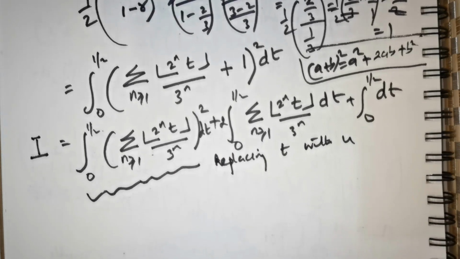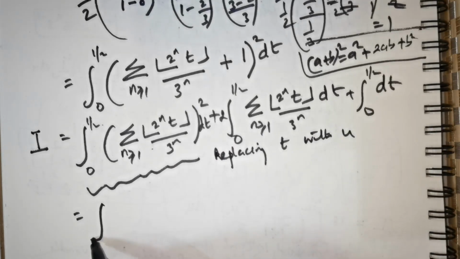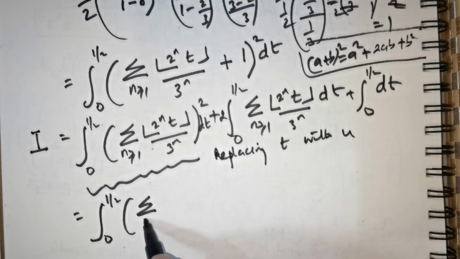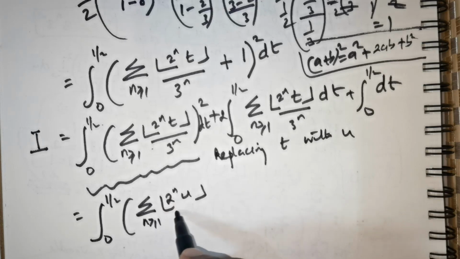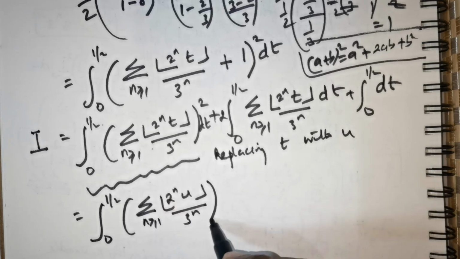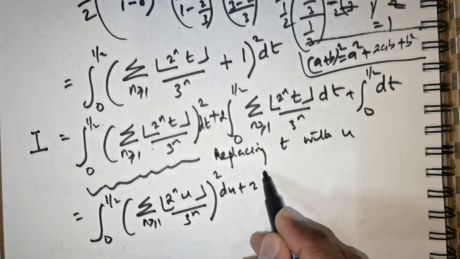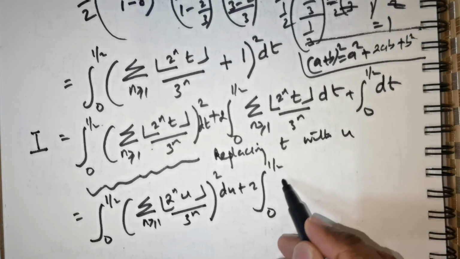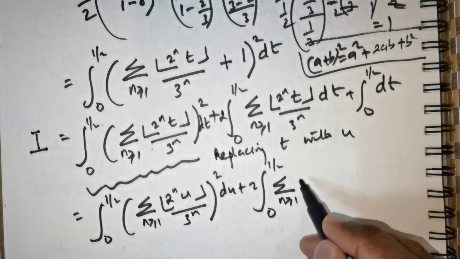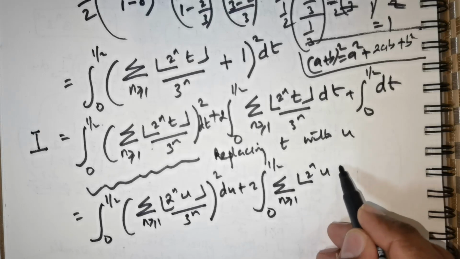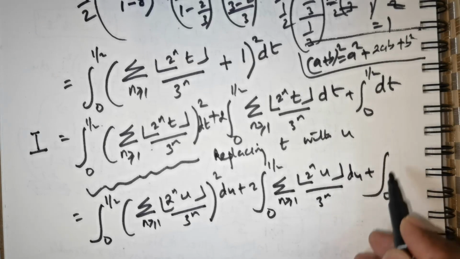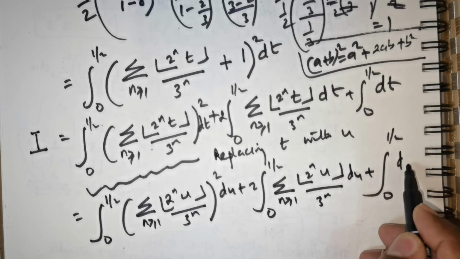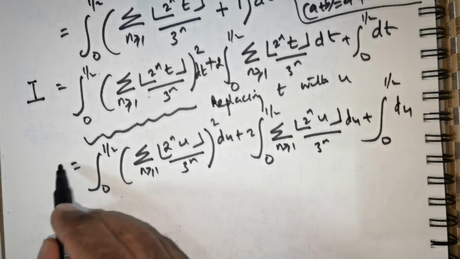So if you were to replace this, you would be getting integral 0 to 1 over 2 of sigma n greater than or equal to 1, 2 raised to the power of n, the floor is there, u divided by 3 raised to the power of n, raised to the power of 2 times du plus 2 times integral 0 to 1 over 2 sigma n greater than or equal to 1, the floor of 2 raised to the power of n times u divided by 3 raised to the power of n du plus integral 0 to 1 over 2 du, right? Now on the left I got u.